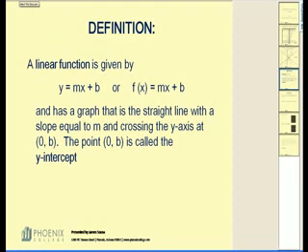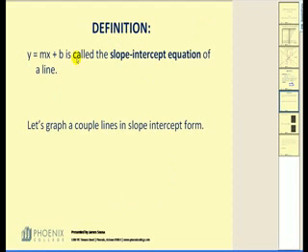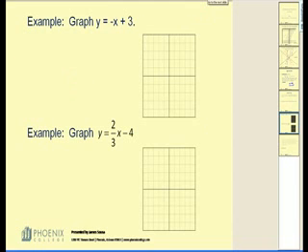So to summarize, you get two key components from a line in this form. M is equal to the slope, b is equal to the y-intercept. And that is all the information you need to make a nice graph. Let's take a look at a formal definition. Y equals mx plus b is called the slope-intercept equation of a line. Let's go ahead and graph a couple of these.